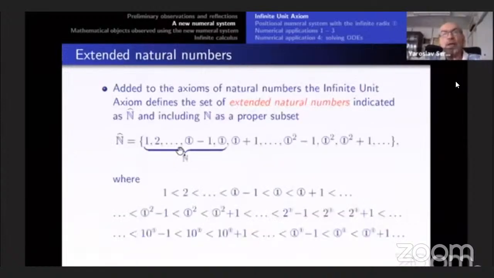Now, so we know that from 1 to gross 1, we have natural numbers. Then we have seen also that there exist numbers larger than gross 1, and here there are many of them. So they belong to the set of extended natural numbers. How many elements has this set?